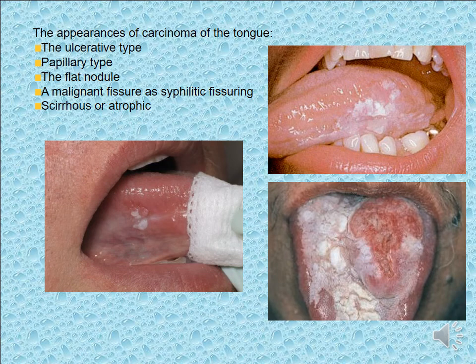The appearance of carcinoma in the tongue: we have many appearances, not only as an ulcer. One type is the ulcerative type, and the growth may be papillary type, or a flat nodule, or a malignant fissure such as syphilitic fissure, or cirrhotic or atrophic, meaning atrophy of the mucosa with malignancy.